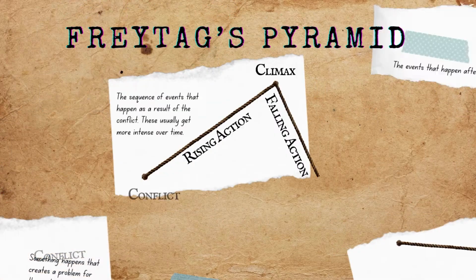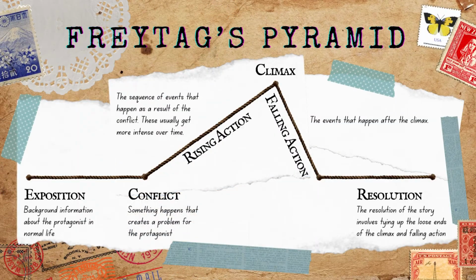The next thing I'm going to talk about is Freytag's Pyramid, known as the 5-stage structure. Starting off with the exposition. The exposition is the background information about the protagonist in normal life. Next is conflict. Something happens that creates a problem for the protagonist. The third is rising action. Rising action is a sequence of events that happen as a result of the conflict. These usually get more intense over time.